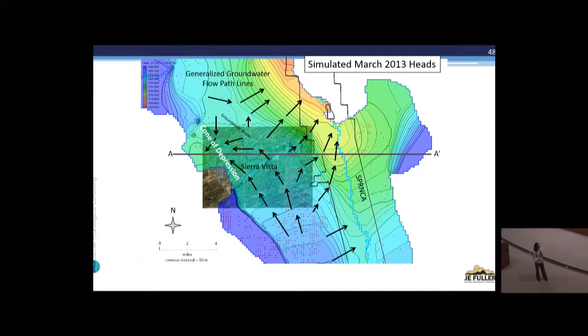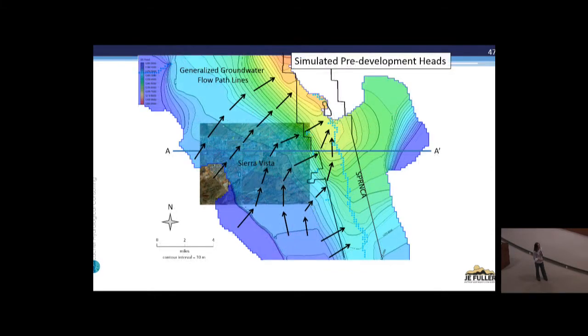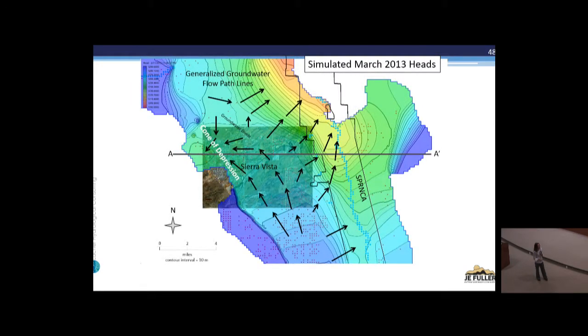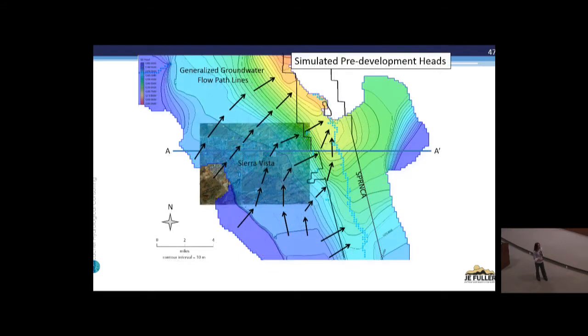Now I want you to notice this axis of impact. The colors in the blues and greens are much paler here. I'm going to go back. You see darker blues and then greenish yellow, and that is the development of a cone of depression in response to Sierra Vista and Fort Huachuca's pumping. It affects the whole basin area. The whole thing's a little bit paler if you look carefully.